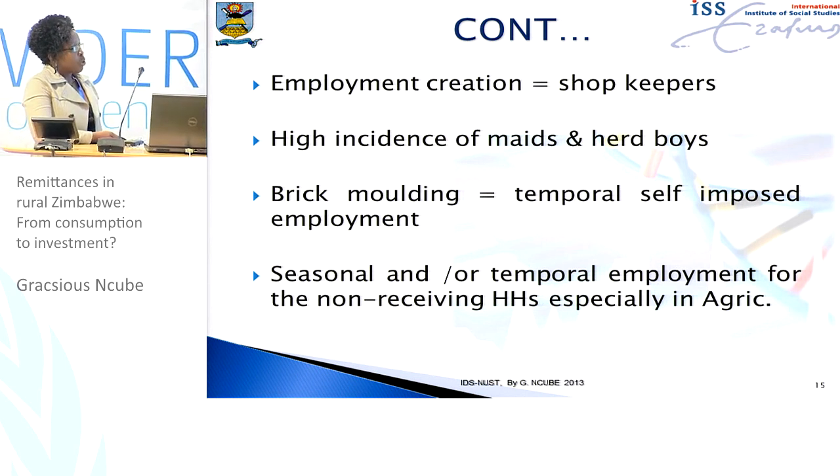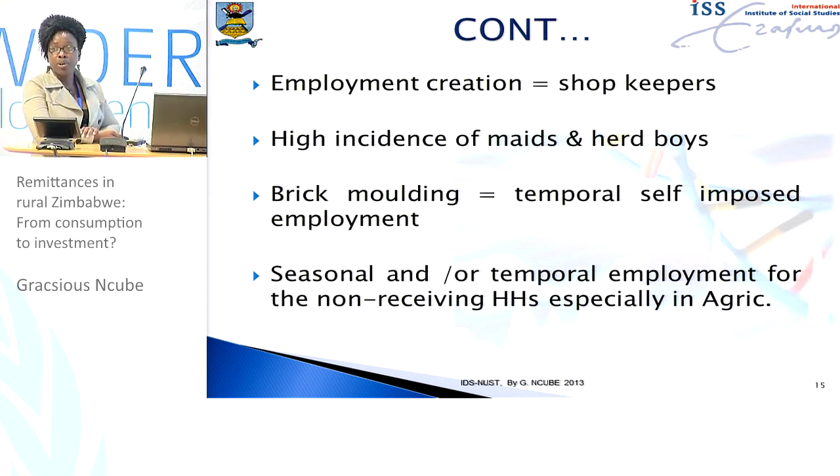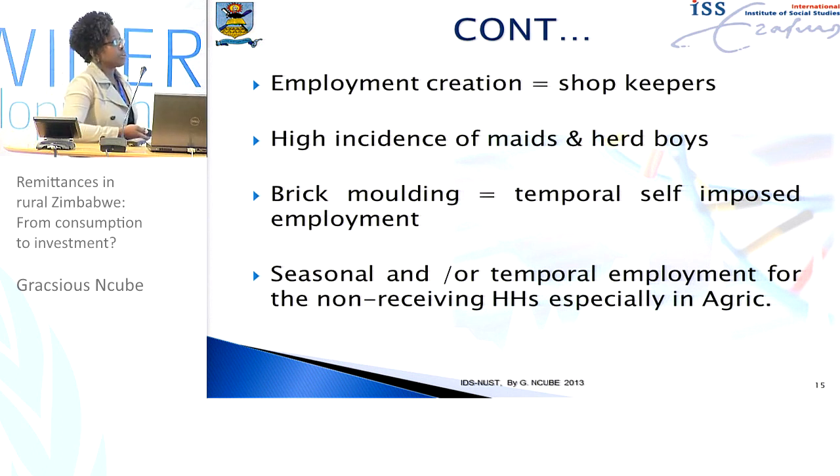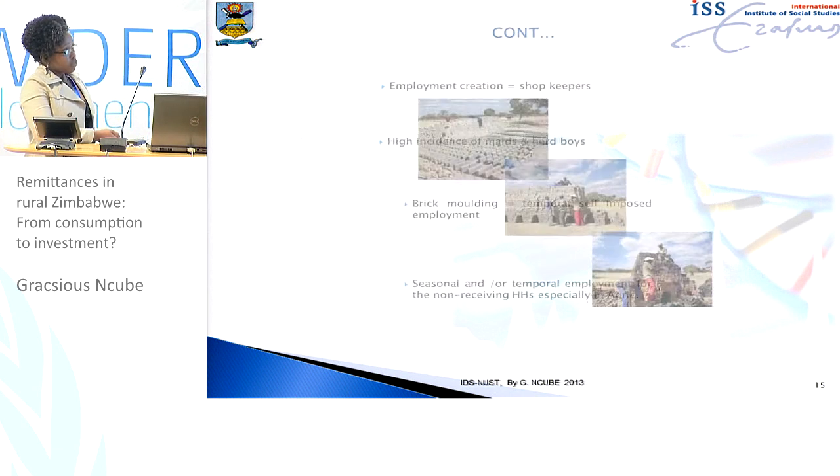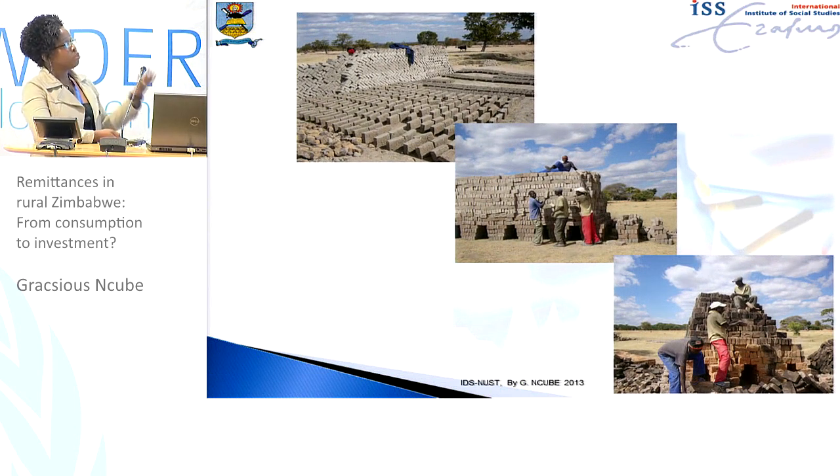And there is also brick molding, which is temporal self-imposed employment by young people in this particular village. And there is also seasonal and or temporal employment for the non-receiving households, especially in agriculture, and they'll be working for the households that receive remittances. And payment is either in kind or in cash, of which the cash is from the remittances. This is an example of the young people who mold bricks, and then they bake them to produce the red bricks that they then sell for the construction of brick under asbestos or zinc kind of households or housing structures.